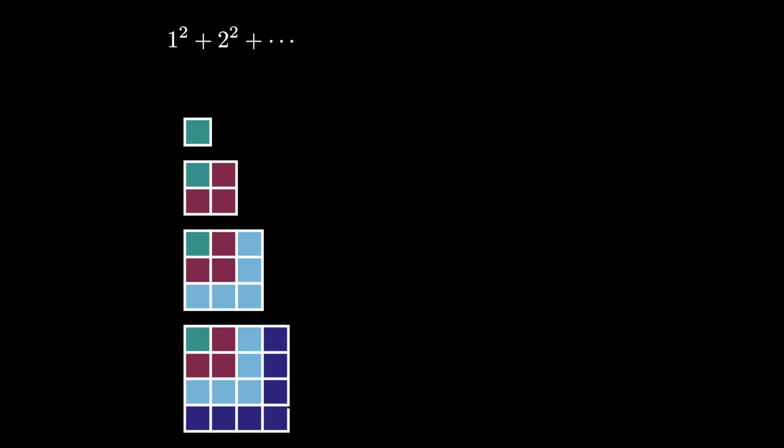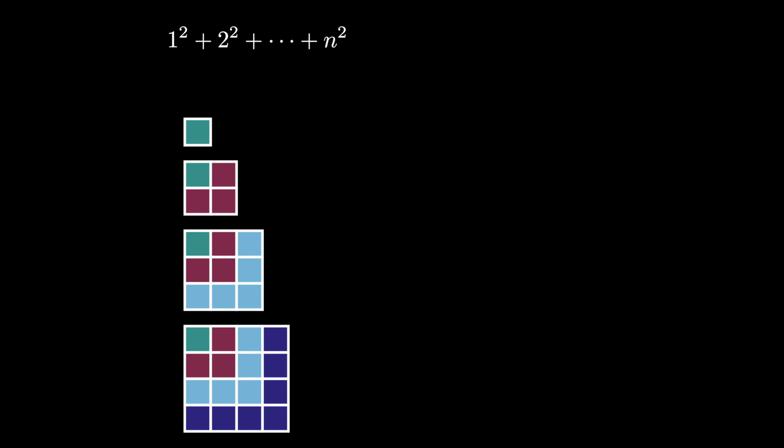The visual proof for the sum of squares formula starts with a stack of squares representing the number 1 squared plus 2 squared plus 3 squared and so on up to n squared. Here we've pictured the case where n equals 4. Notice the squares are shaded to represent a classic visual proof that each square is the sum of odd numbers.